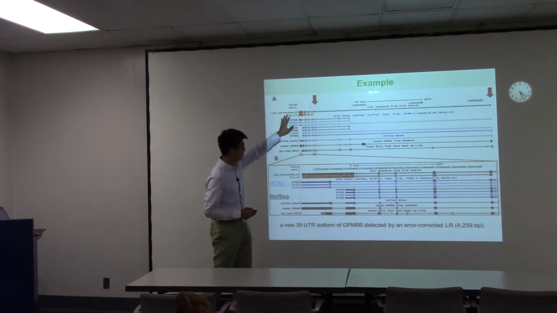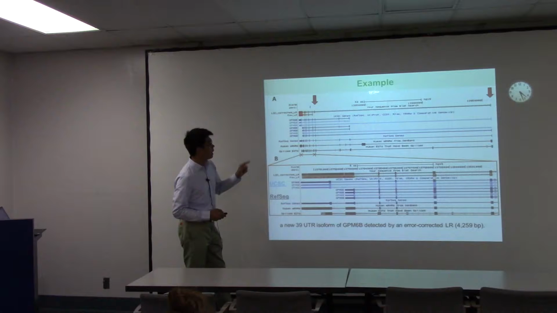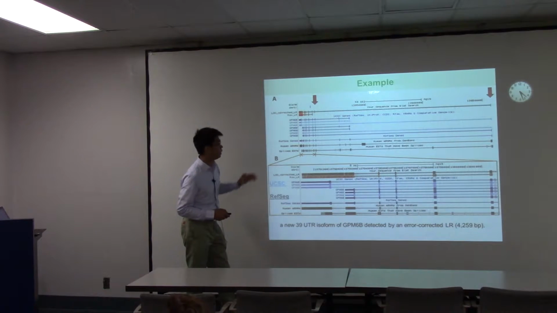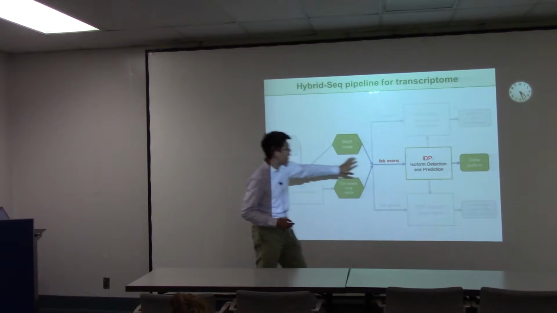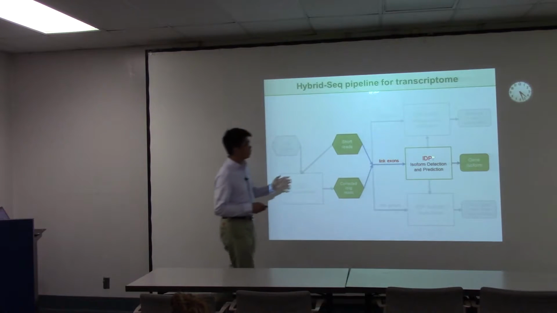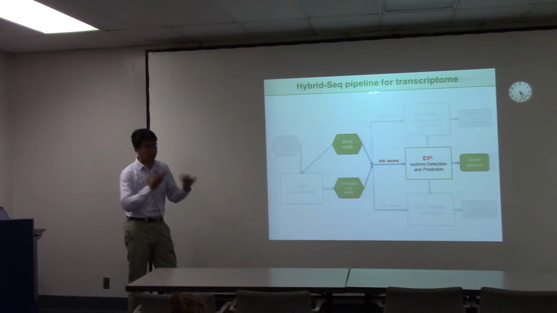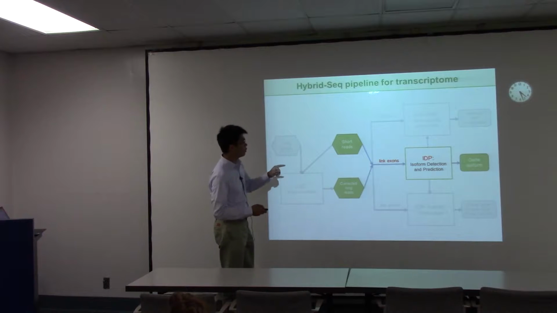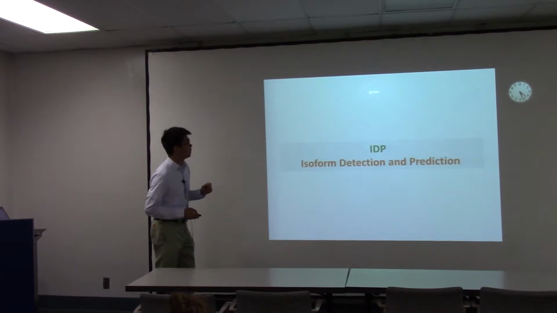And also it's the gene isoform identification. But how do we do gene isoform identification in a genome-wide way? This is what we have, IDP, isoform detection and prediction. We have two parts, detection and prediction. I will show you why we have two steps in IDP.